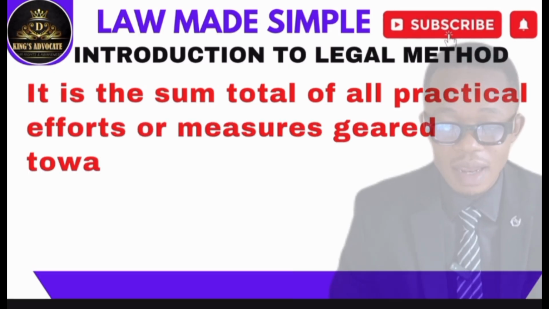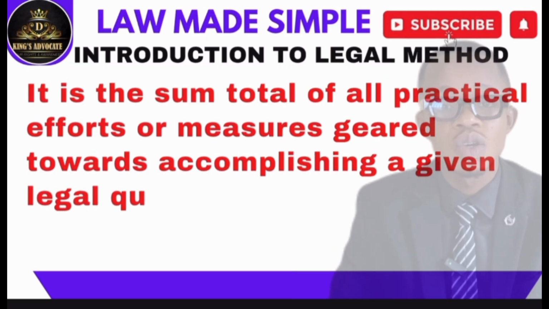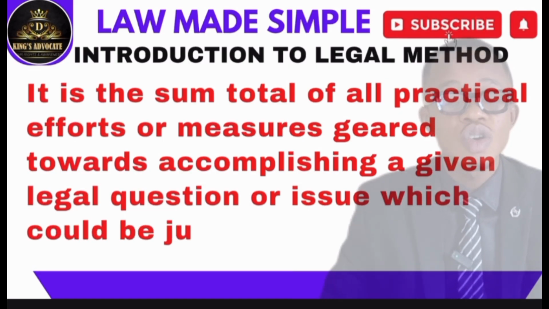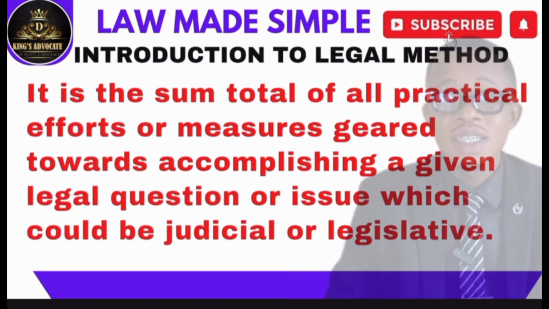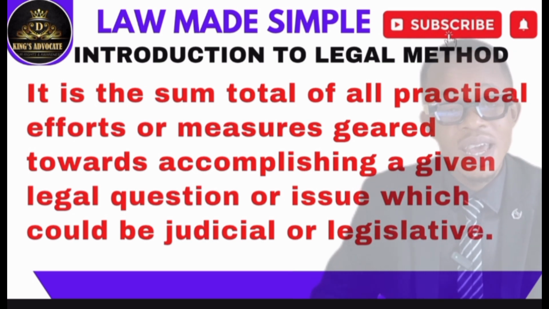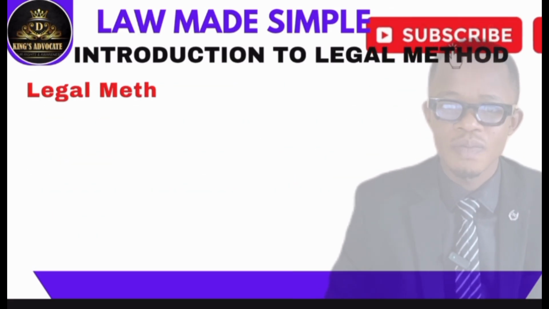Now, if you look at this definition I gave you, it simply means that legal method has to do with anything that pertains to acting in a manner that is consistent with orderliness as far as law is concerned. So it's not just acting in a manner that is consistent with order, but since it involves law, it has to do with the mode of operating in a manner that is consistent with orderliness and with that of law.